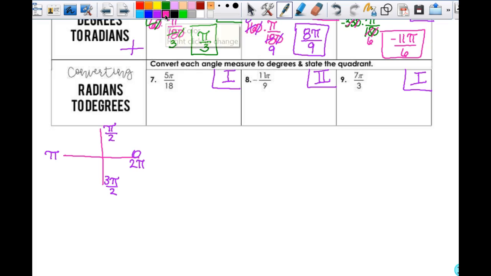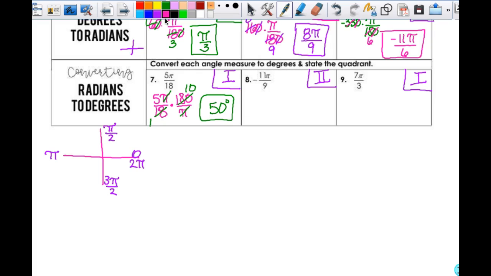So these are in radians. I want them in degrees. So 5 pi over 18, to get it into degrees, I'm going to have to multiply it by 180 over pi. So these pi's cancel out. Can I reduce? Yeah, 18 goes into 18 once. It goes into 180 how many times? 10. So in the end, I just have 5 times 10, and I have 50 degrees. Everybody okay with that?